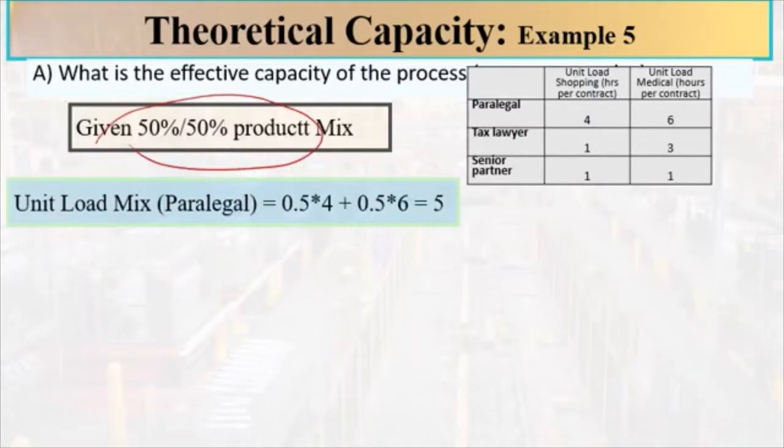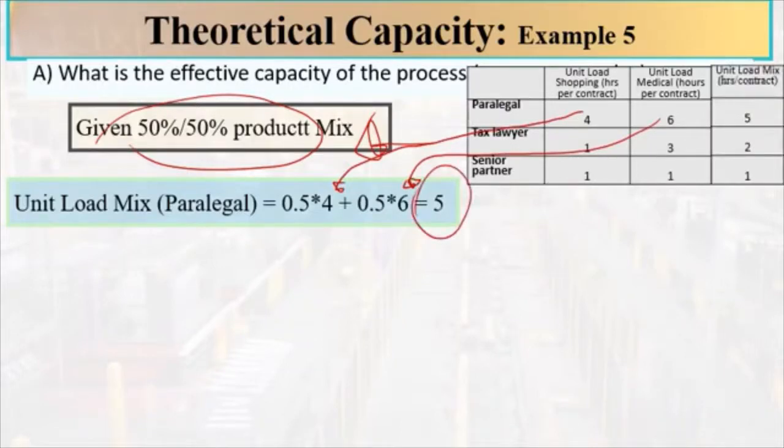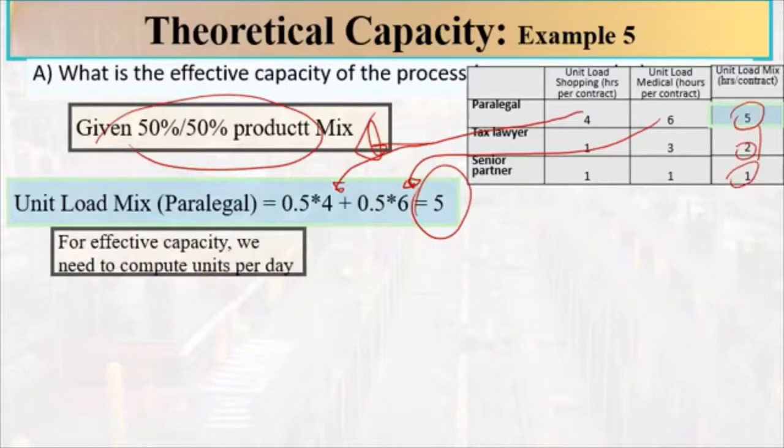For the unit load mix, we're doing exactly the same thing we've done in previous examples. We have to use that ratio, this ratio right here. And so we'll start with paralegals. We have 4 and 6, and each one of them is 50%, so we get 5. And if we do the same thing, we should get 2 and 1 for the tax lawyer and senior partners.